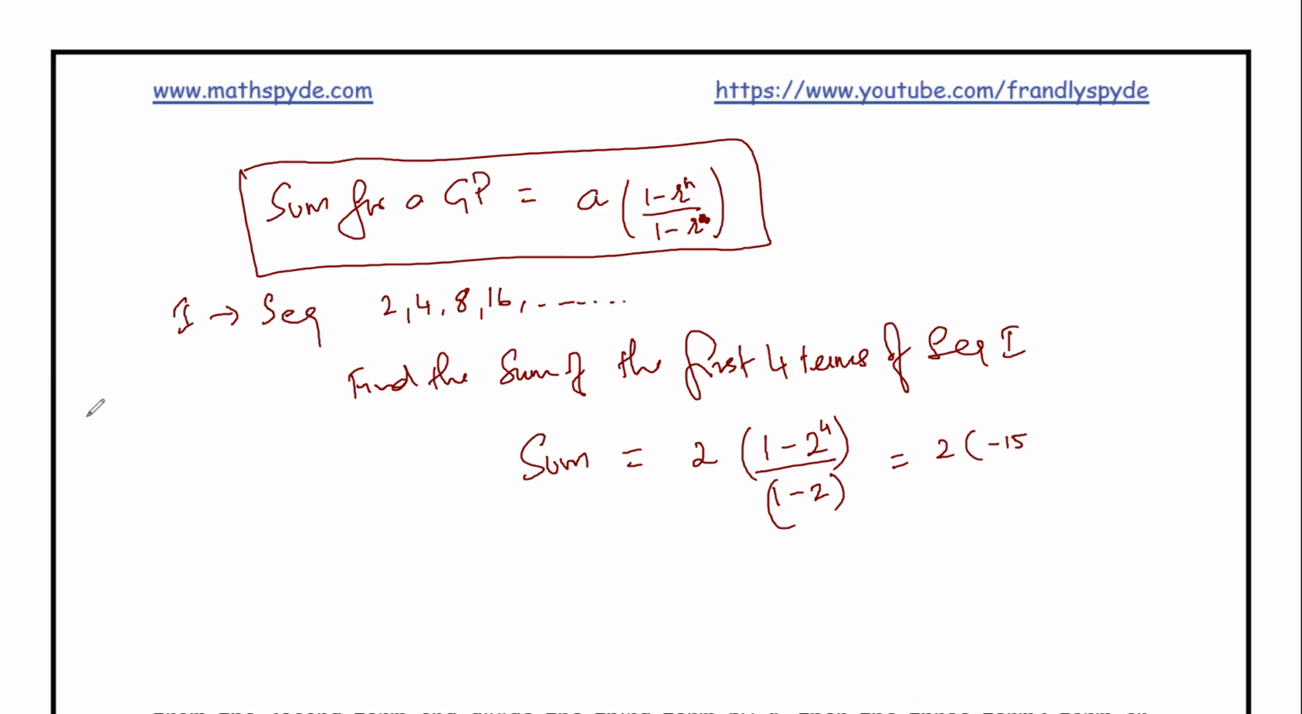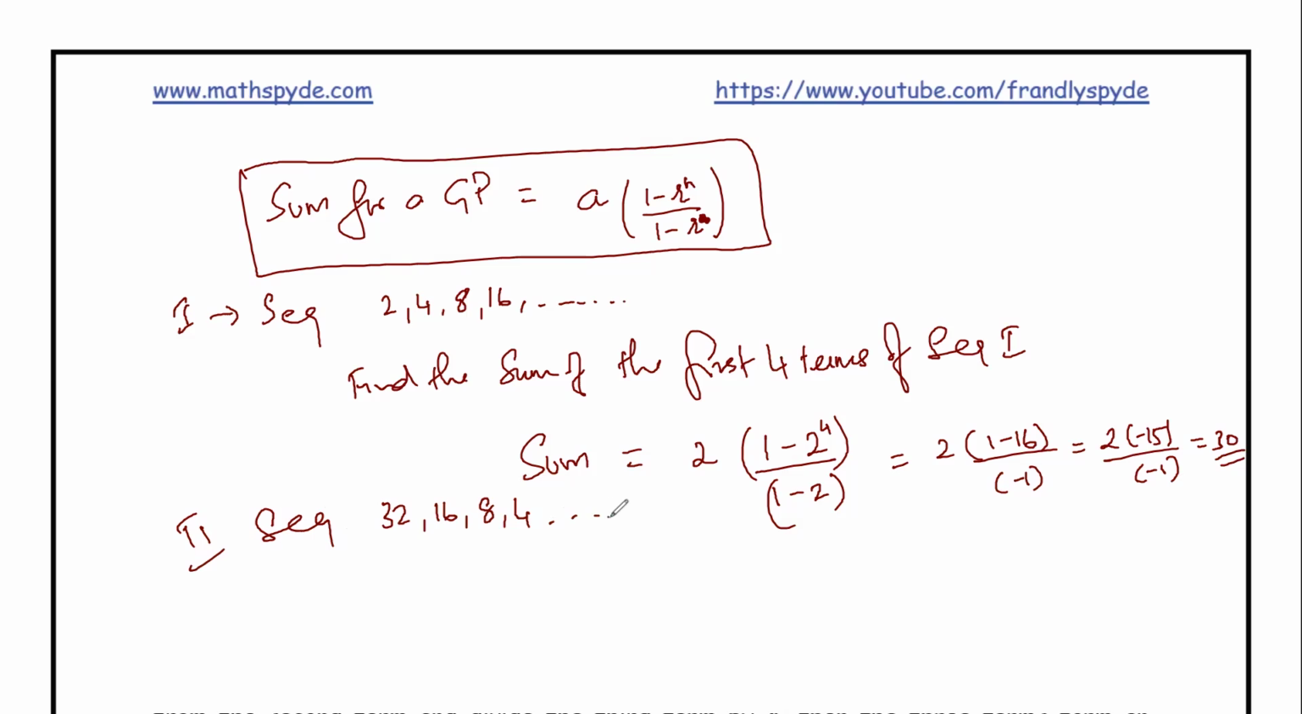So I'll write down 1 minus 16, and minus minus makes it positive. So you get 30. Now let's take the second sequence. So the second sequence, we'll take it as 32, 16, 8, 4, and so on.